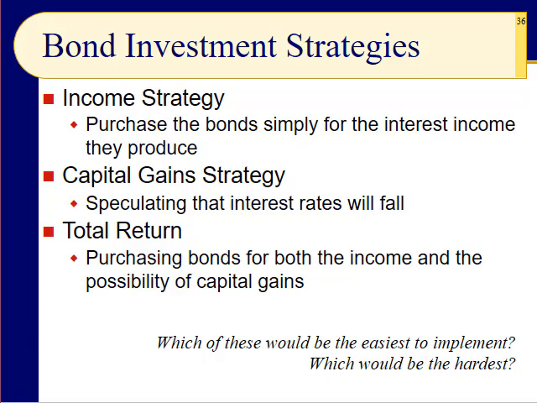And then the total return bond strategy is an idea of using both income and capital gains. And you'll see a bond fund called the such-and-such total return bond fund. So these people are doing income, yes, like a normal bond fund, but they're also trying to speculate or trade on the future of interest rates. And some have done well.